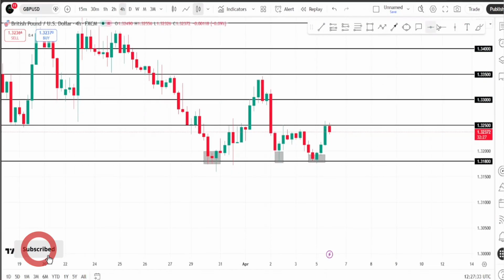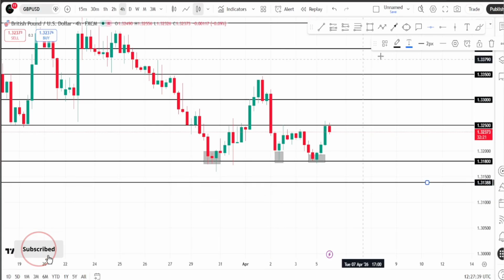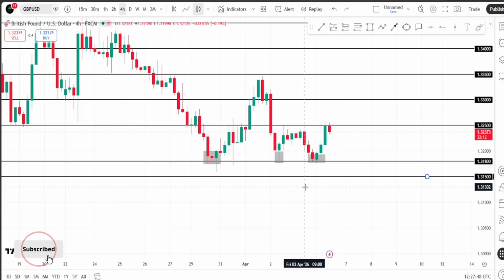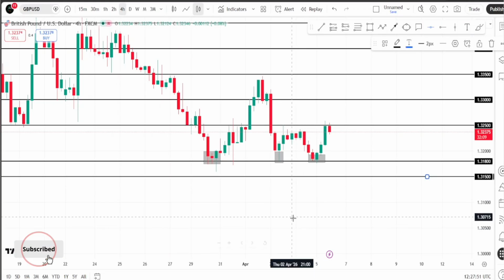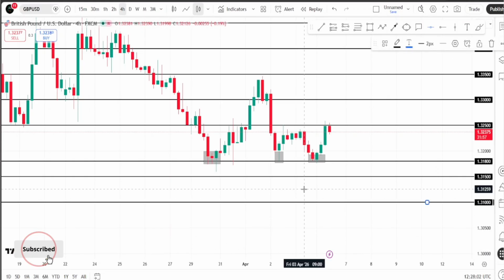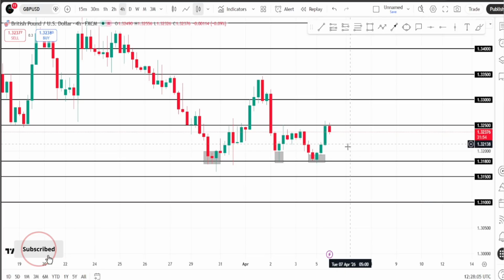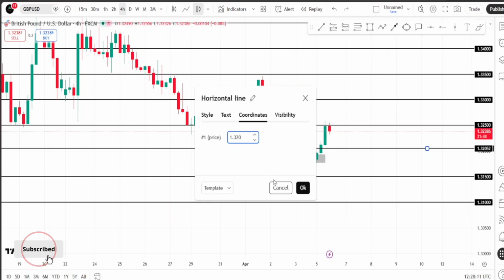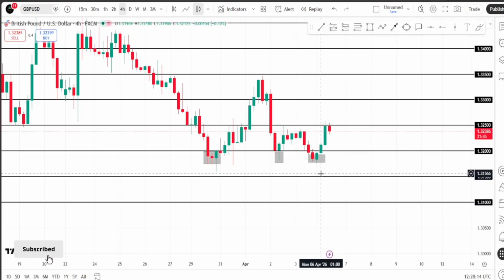Let's come down here. We have 1.31500. Let me put this one here, 500. Then we go down to 1.3100. That is it, guys. And then we have 1.3200. We're going to be somewhere here. Okay, so this is it, and this one is okay.